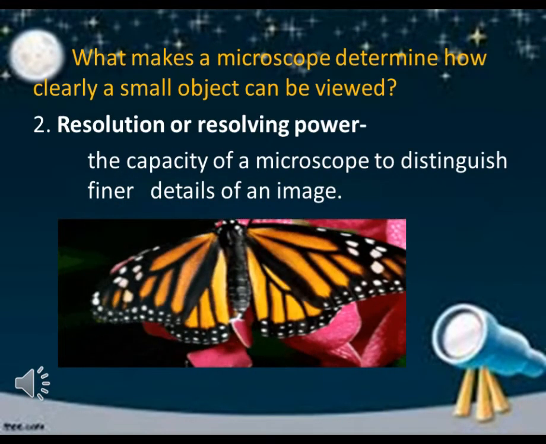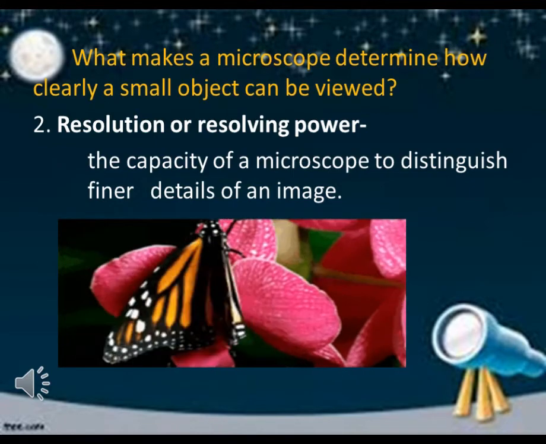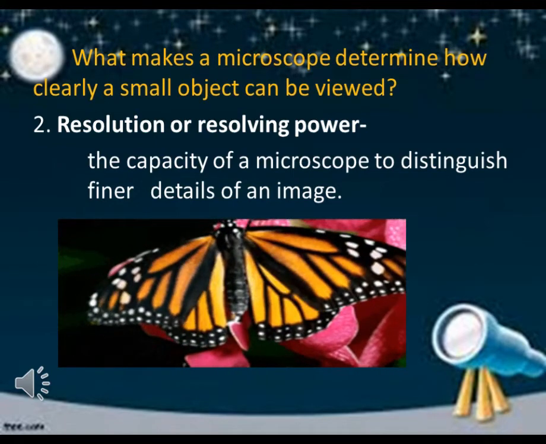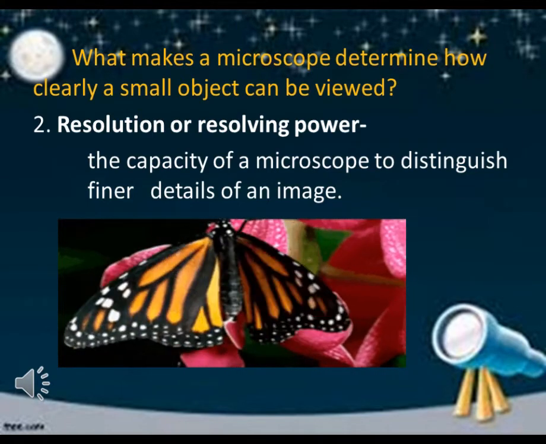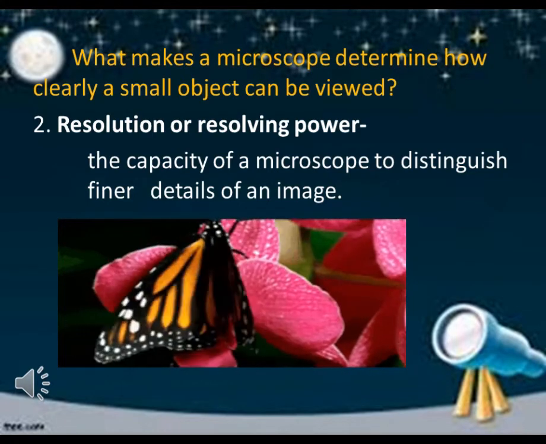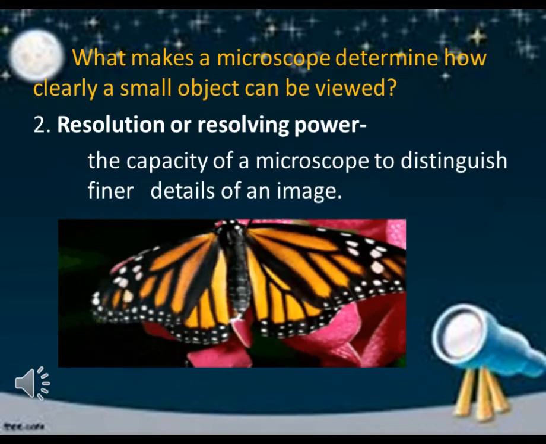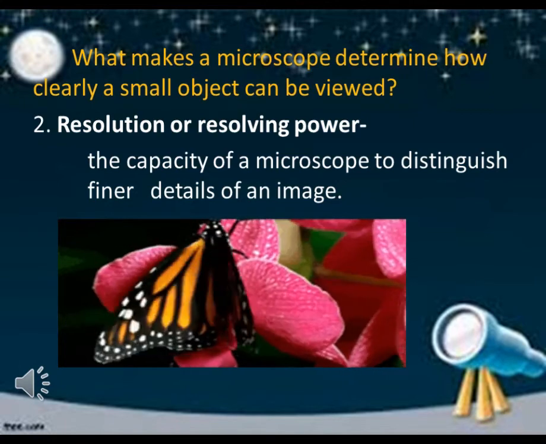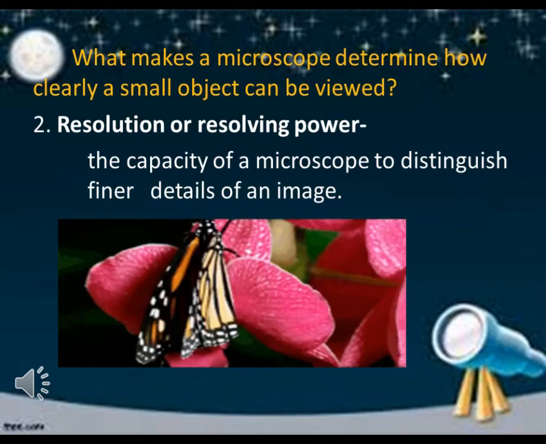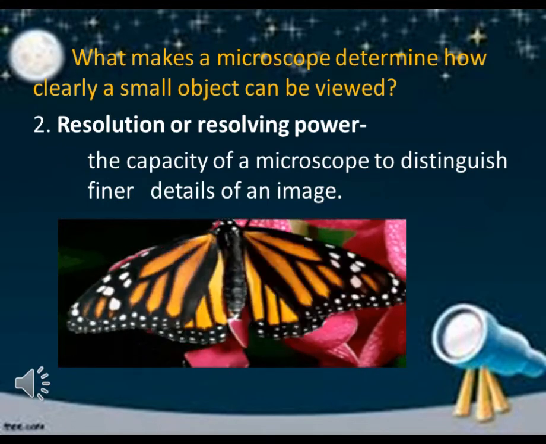We have here another GIF illustration of why we are using the microscope. It has the capacity to distinguish finer details of an object viewed, and this is called the resolution or the resolving power of the microscope. Just like when you want to buy a cell phone, you choose those that offer the best capture of pictures when you want to take a selfie or group picture.